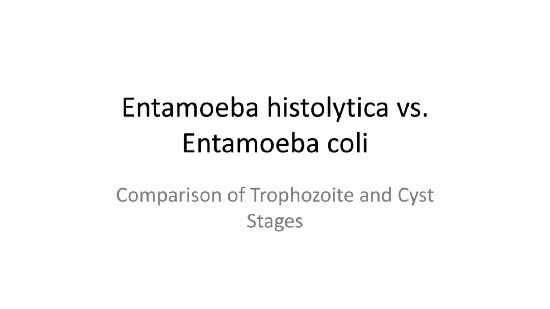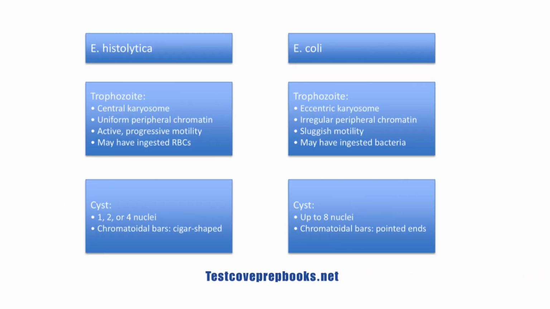Let's compare Entamoeba histolytica with Entamoeba coli. Starting with the trophozoite stage. E. histolytica has a central karyosome and uniform peripheral chromatin. It shows active, progressive motility and may contain ingested red blood cells, which is diagnostic. In contrast, E. coli has an eccentric karyosome and irregular peripheral chromatin. Its motility is sluggish, and it may contain ingested bacteria.